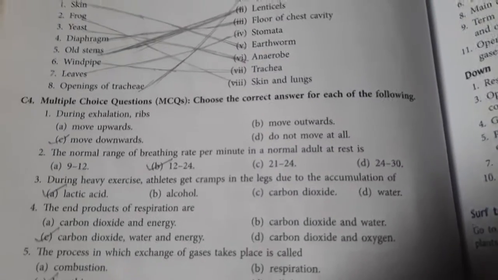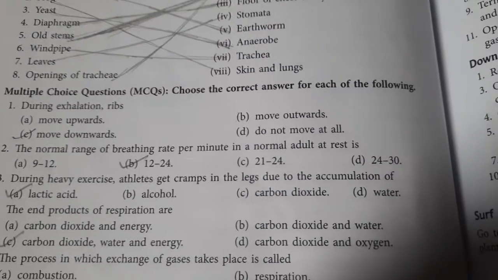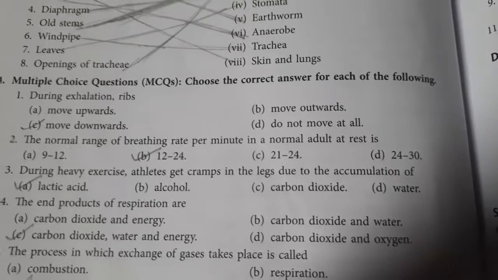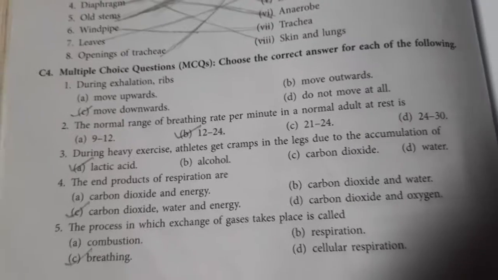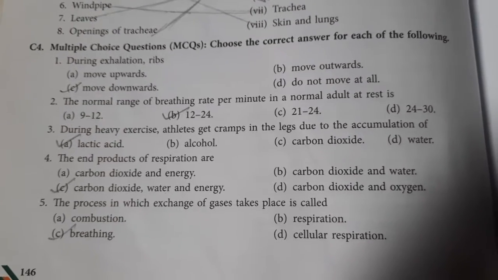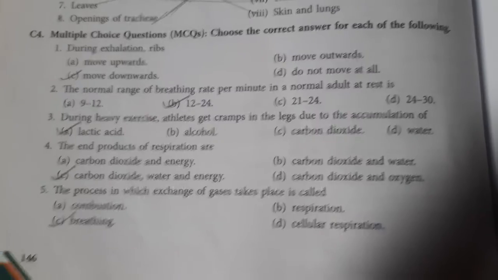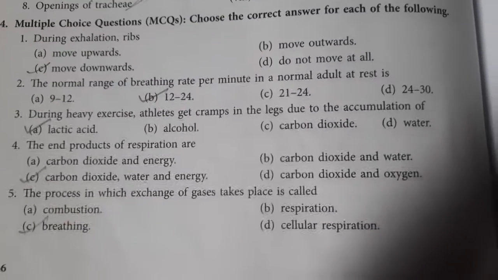During inhalation, the ribs move upwards. The normal rate of breathing per minute is 12 to 24 breaths per minute. During heavy exercise, athletes get cramps in the legs due to accumulation of lactic acid.